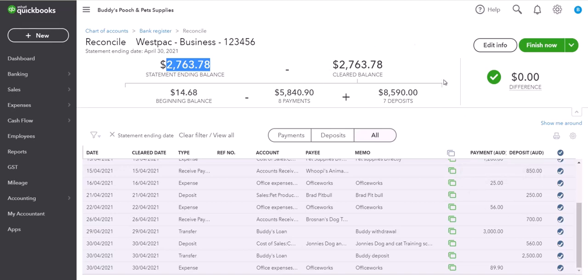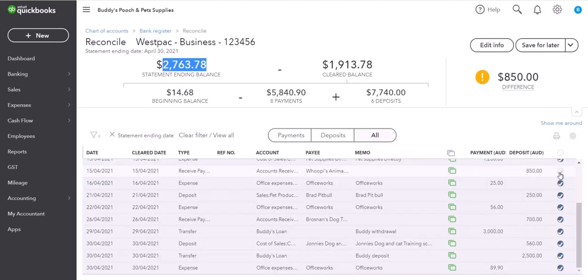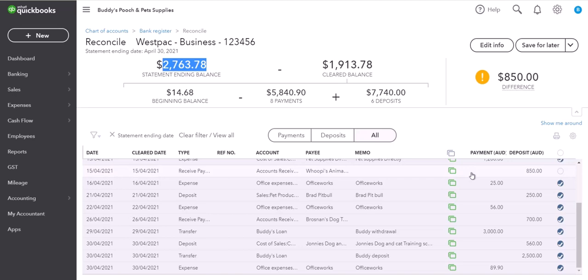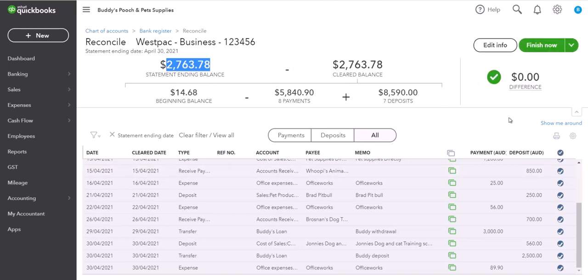So this is what you're looking for, a zero difference. Let me just untick one transaction and I'll show you what happens. Take a look at that difference. Now I'm going to undo a deposit, so take a look at that deposit as well. So I've undone that $850, and now it's telling us that we are out $850. Our deposits have actually reduced. So you can see what happens if you haven't entered in something correctly or it's coming twice. It is going to affect your figure. So let me select that once again, and we're done.